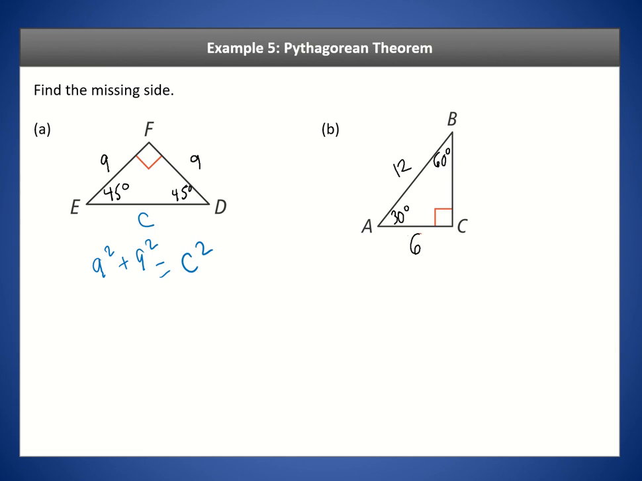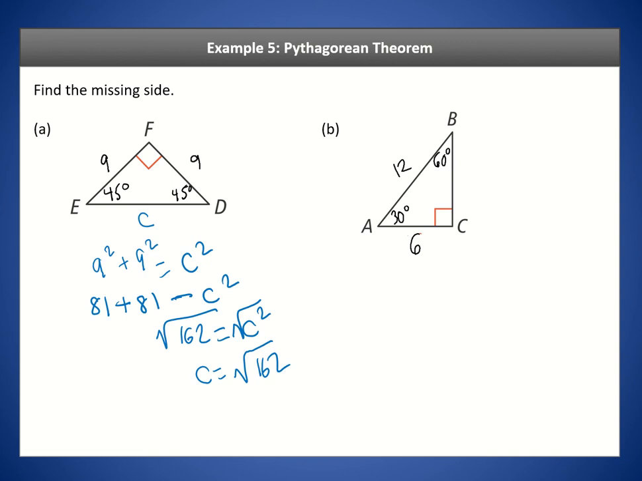And we got 9 times 9 is 81. Then we got another 81 here equals C squared. And then 81 plus 81 is 162, which is equal to C squared. And so we're going to have to take the square root on both sides here. And so C is equal to the square root of 162.